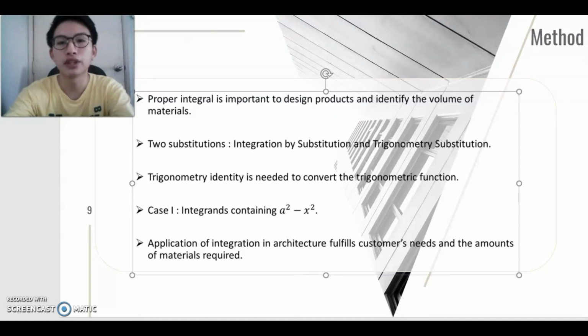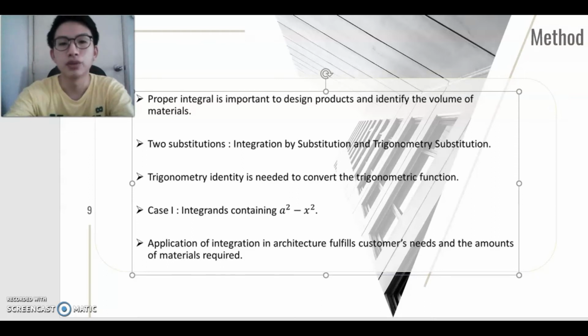Related to the application of integration in architecture, a proper integral is important to design products and identify the volume of material used. A proper integral has neither limit infinite, and the integrand does not approach infinity at any point in the range of integration. There are two substitutions called integration by substitution: U substitution and trigonometric substitution. After applying trigonometric substitution, trigonometric identity is needed to convert the trigonometric function.